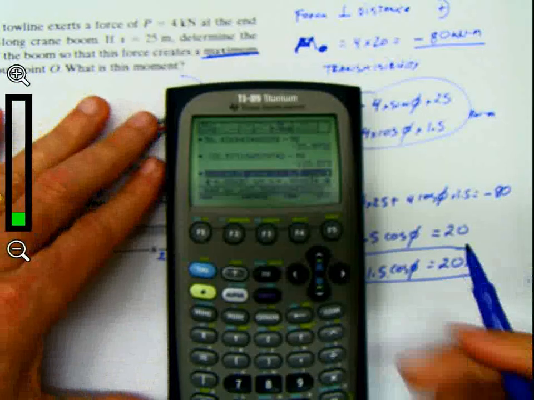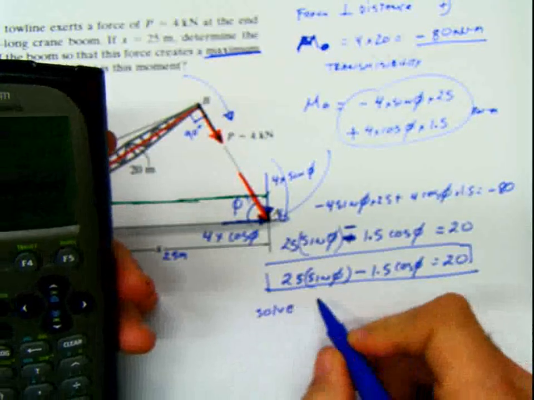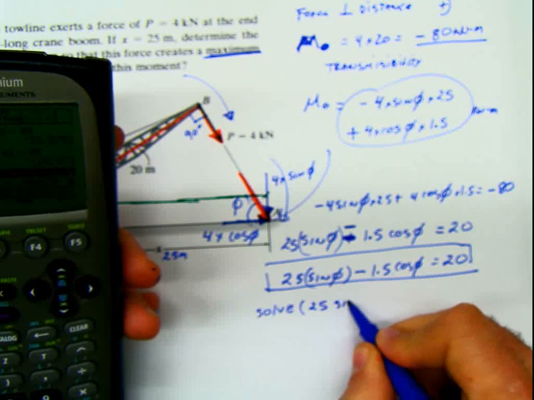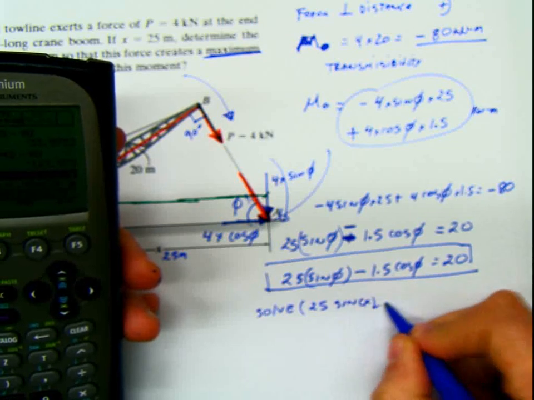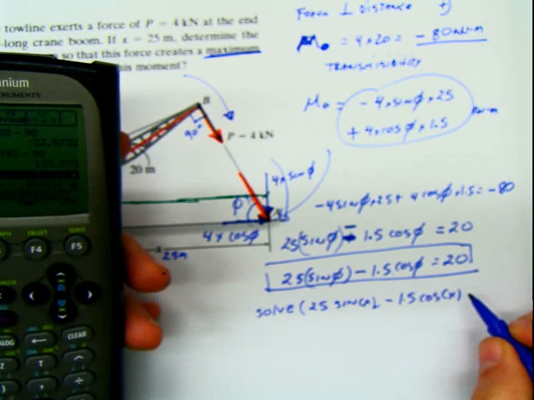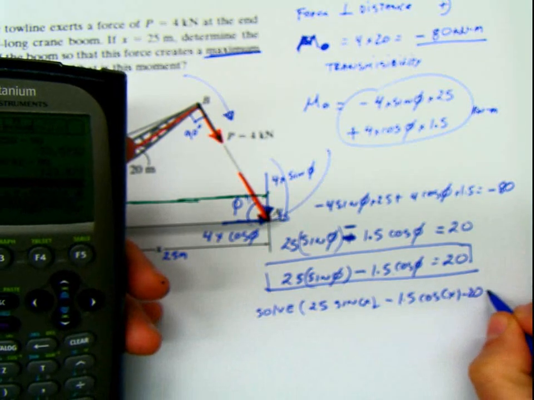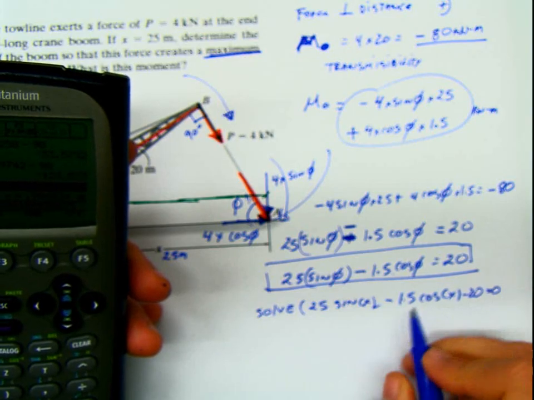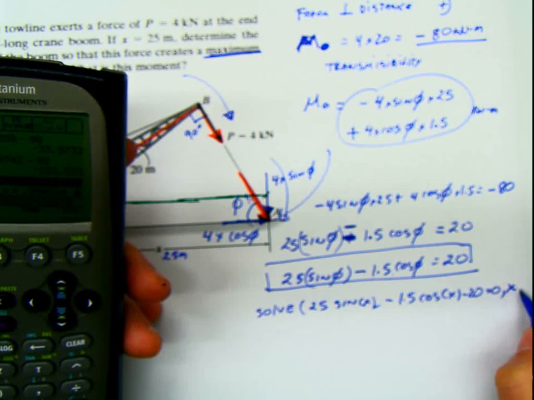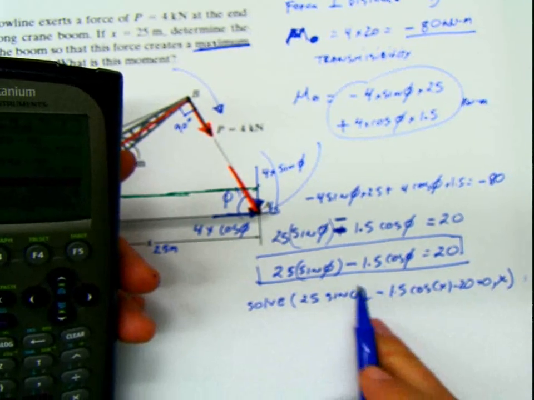There is a function here that is called solve. You put in parentheses this expression: 25 sine x minus 1.5 cosine x, and I think you also have to say minus 20 equals 0. In some models you can say equal 20. Then you say comma, x, just x, close the parentheses and hit enter. This function is going to give you the value for your angle.